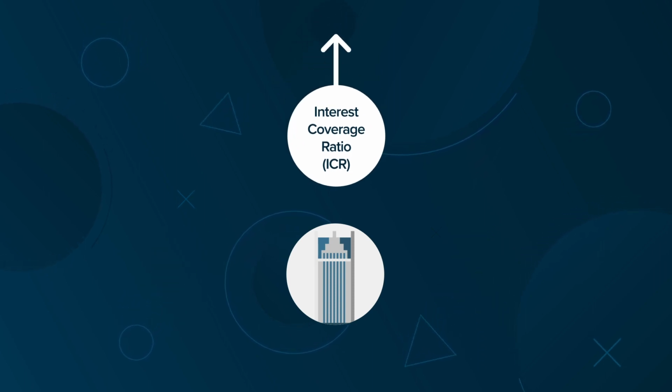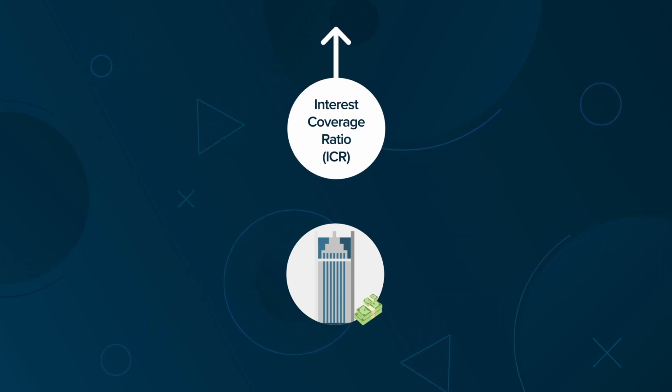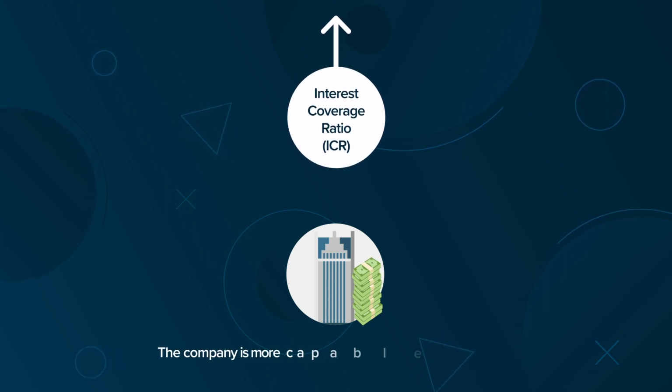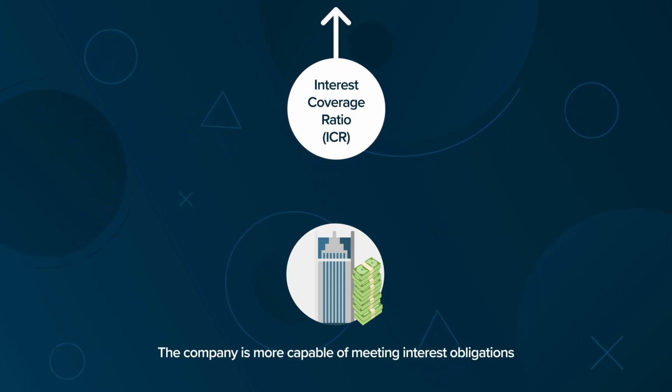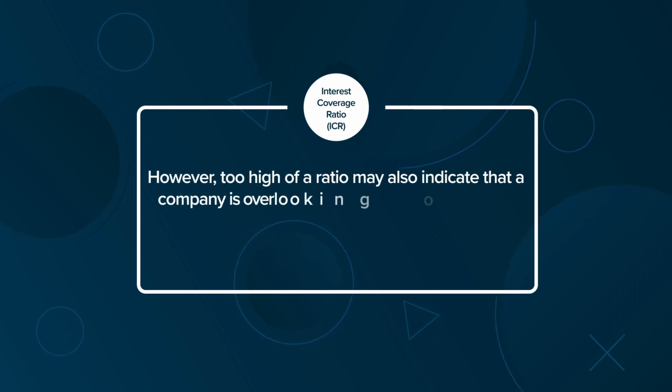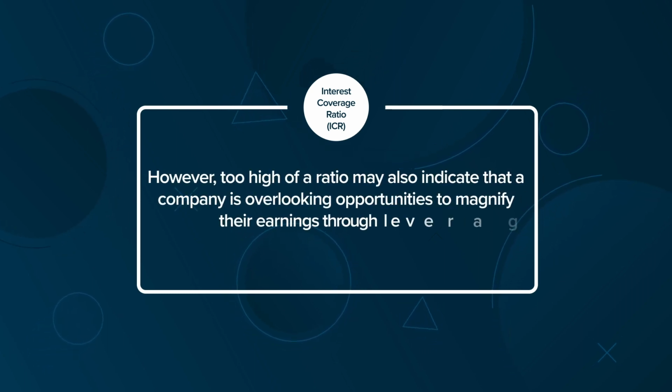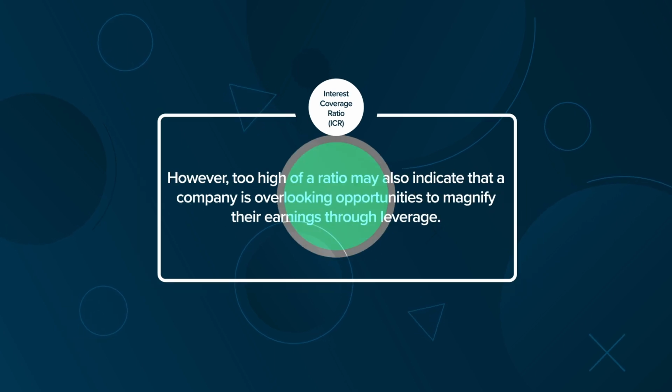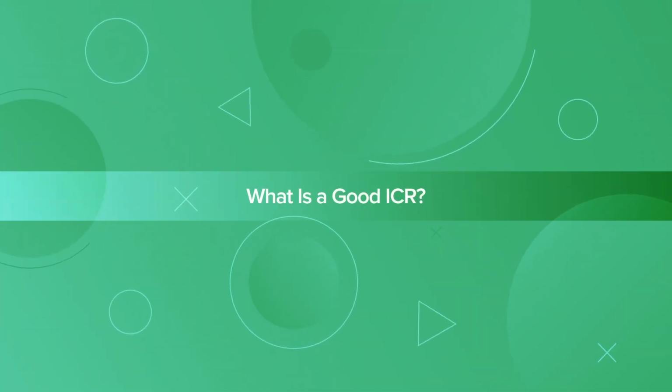Therefore, a higher interest coverage ratio indicates stronger financial health because the company is more capable of meeting interest obligations. However, too high of a ratio may also indicate that a company is overlooking opportunities to magnify their earnings through leverage. What is a good ICR?